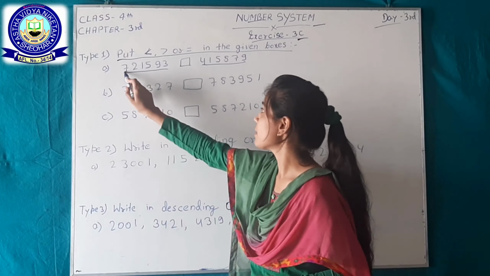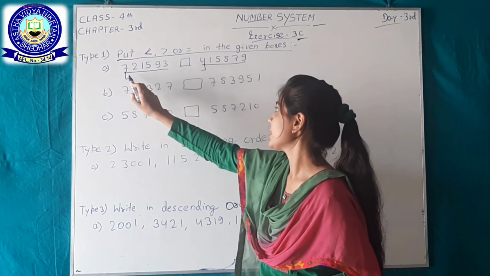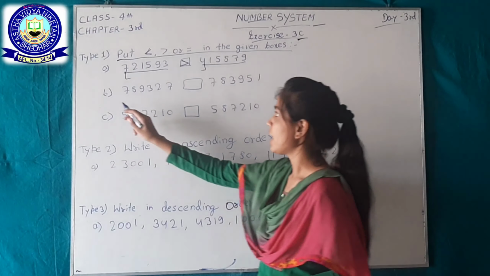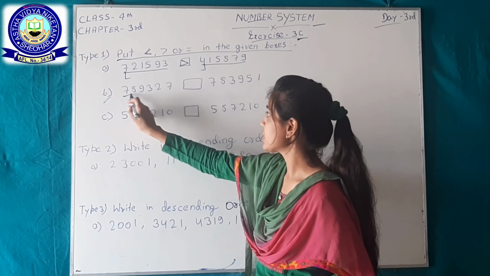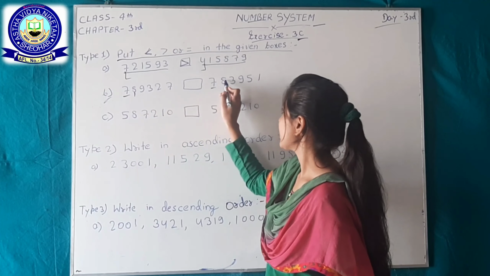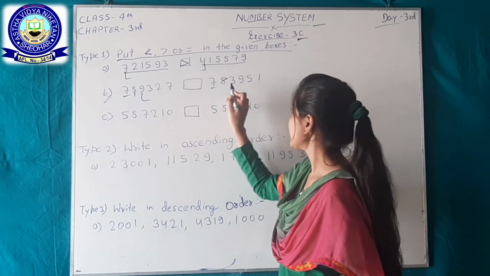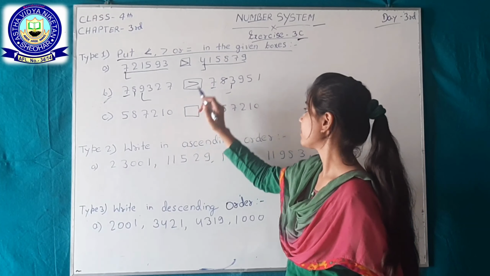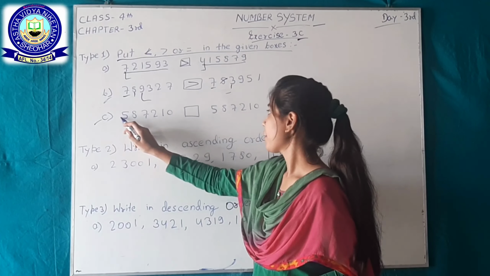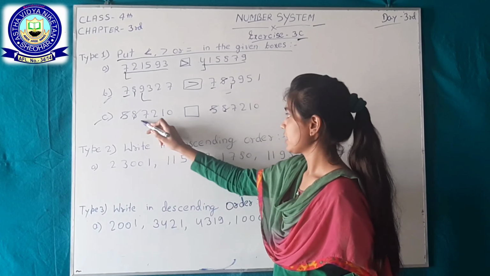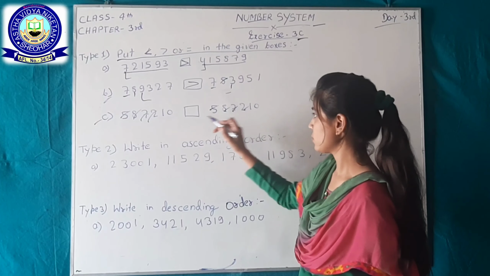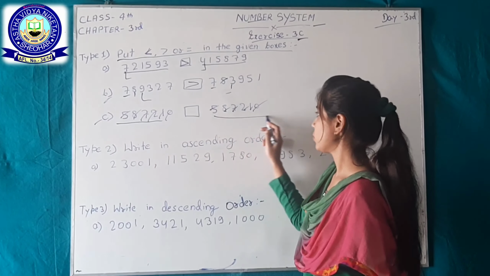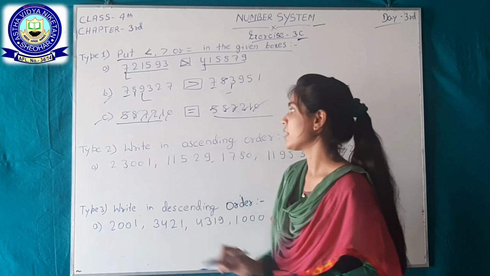So let's start. Here is 7 and here is 4. 7 is greater than 4, so this symbol appears here. And in question B, here is 7, 8, 9 and here is 3. We all know 9 is greater than 3, so this number is greater than this number. And in C, here is 5, 8, 7, 2, 1, 0 and here is 5, 8, 7, 2, 1, 0, which means these both numbers are equal, so this symbol appears here.